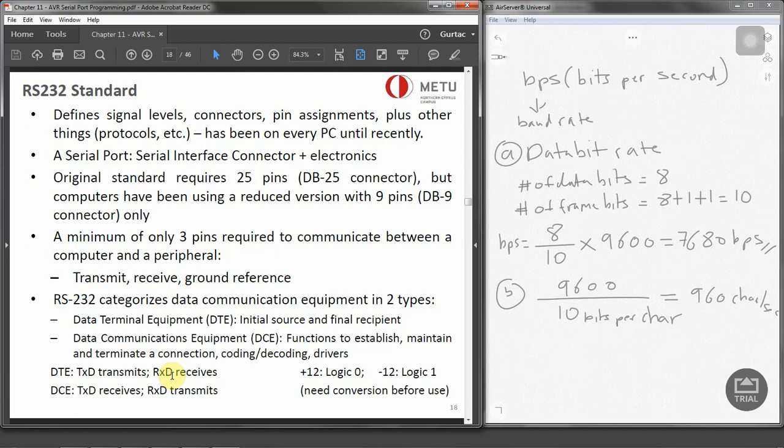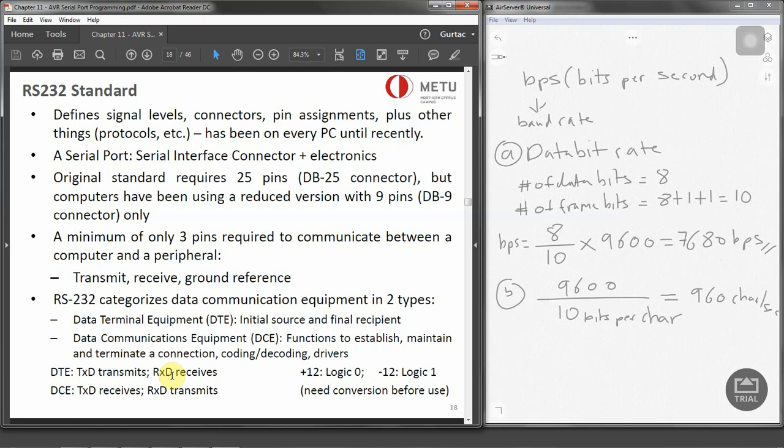RS-232 categorizes the data communication into 2 types. The data terminal equipment refers to the terminals and computers that send and receive the data. And data communication equipment refers to the communication equipment, like modems, that are responsible for transferring the data.